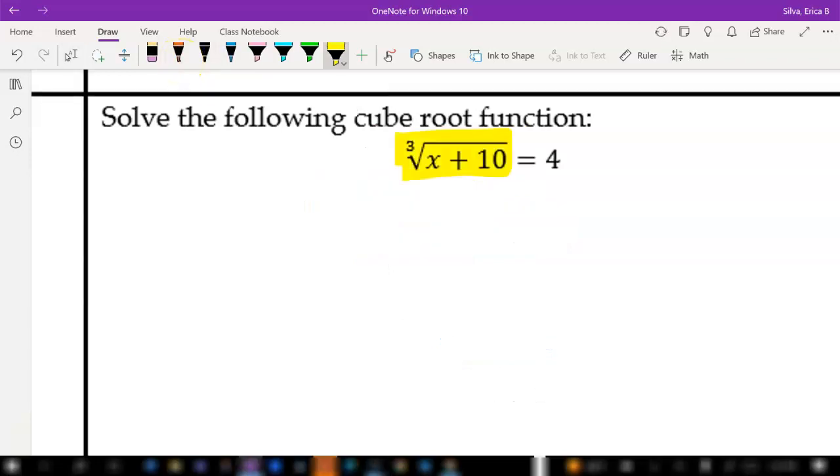For the next example, isolating the cube root, it's already isolated, so all we have to do is cube both sides.